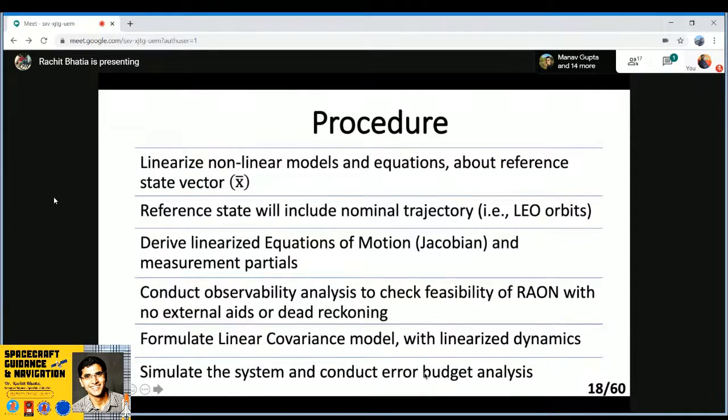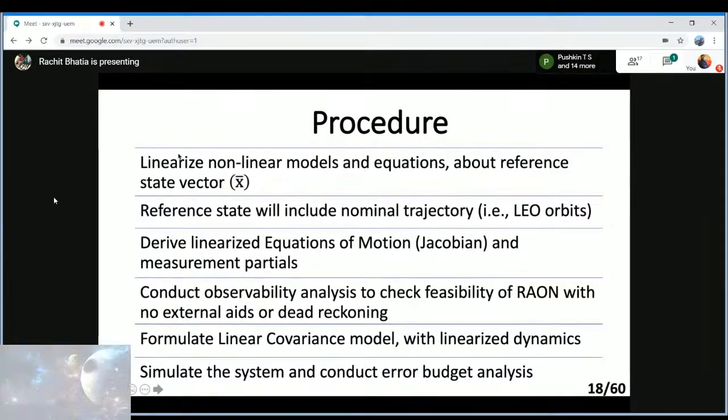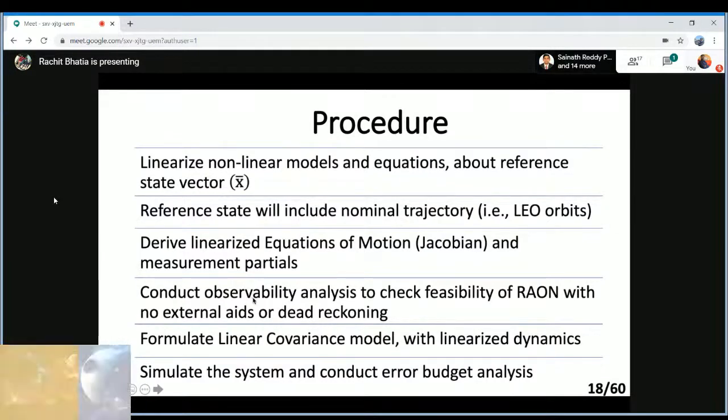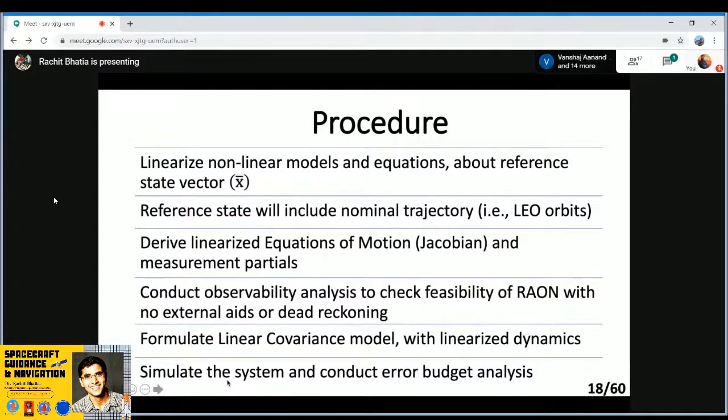Now, the reason I have given you this procedure is to tell you that we are here right now: nonlinear models. We will first linearize it. I'll talk about that. I'll also talk in the same slide about the Jacobians and the measurement partials. And then those will be used in observability analysis, linear covariance analysis, and finally the error budget analysis.